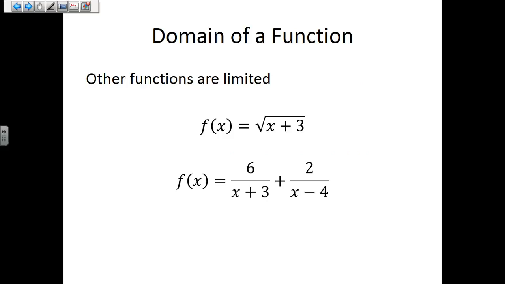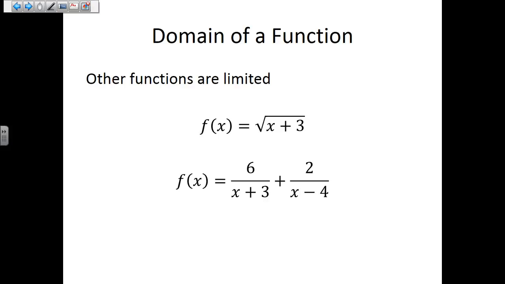So here we have a couple functions. We have a square root function, f of x equals x plus the square root of x plus 3. We have a rational function, f of x equals 6 over x plus 3 plus 2 over x minus 4. Now these functions carry some limitations to what numbers we can plug in. So what I like to do is think about, okay, well, let's start out with all real numbers, and then talk about what we can't use, what x cannot equal, or what x is limited to.